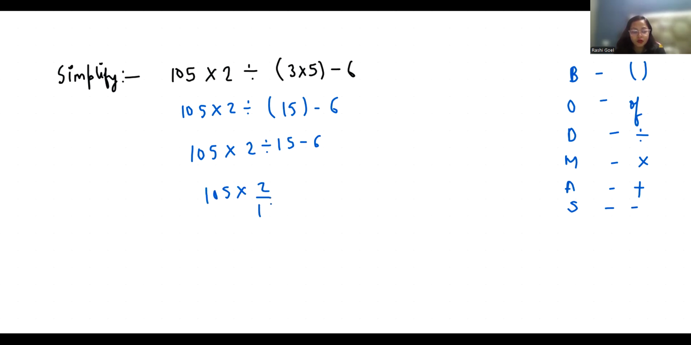We can cancel it with 7, times 2 minus 6, that is 14 minus 6, which is equal to 8. That's how you can solve this type of simplification.